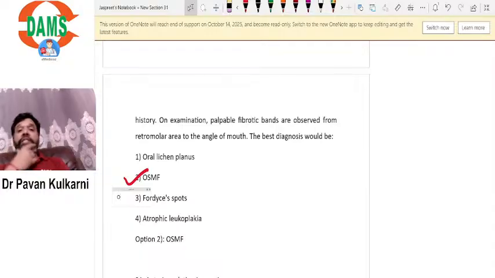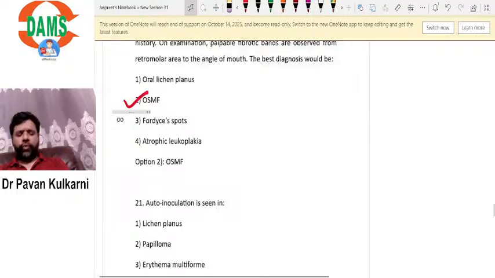And remember, trismus is maximum whenever there is fibrosis in the retromolar area. So whenever there is fibrosis in the retromolar area, the patient has more severe trismus. Otherwise, the patient will have burning sensation, which is considered to be the earliest sign. Remember, the earliest symptom of a patient with OSMF is burning sensation of the mouth.